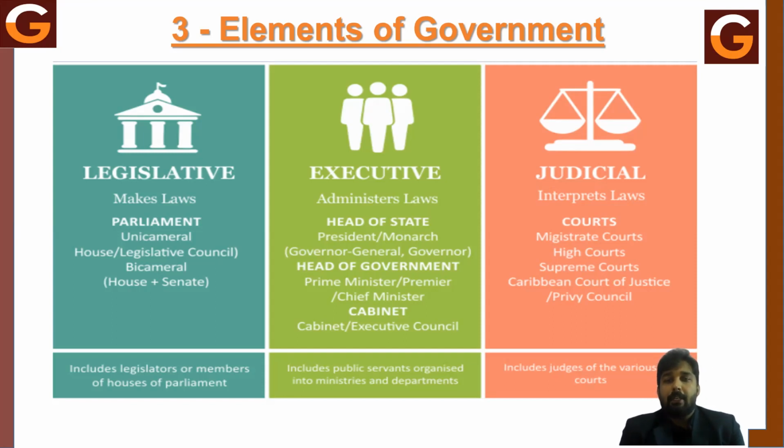Today we'll be discussing the third most important element of government, that is the judicial element. Here you'll learn how to interpret law, what the various sections associated with various types of crimes are, and who the magistrates, high courts and supreme courts are. In the western world, they have their own Caribbean Court of Justice or Privy Council. But today we'll discuss how the judicial system works in India.